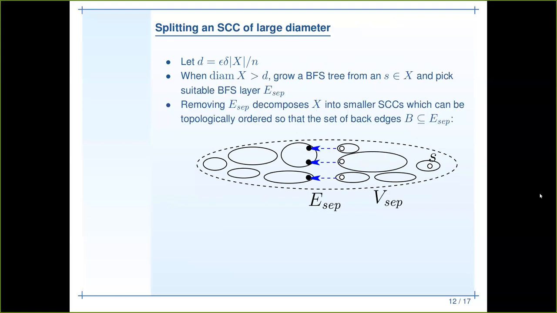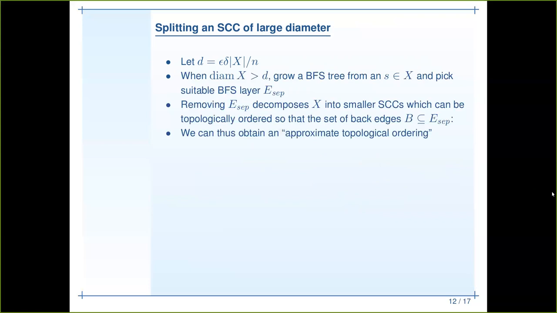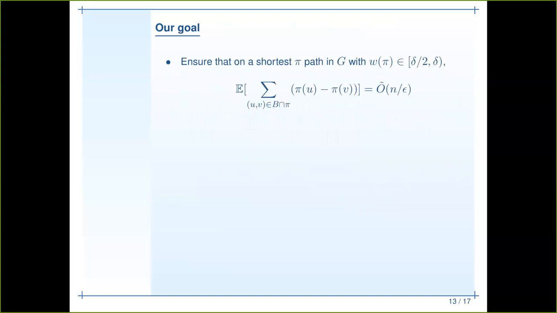So if we can somehow pick E_sep in a nice way, maybe so that it's small or has some other nice property, then we get something that I will call an approximate topological order. So our goal is to ensure that if you look at a shortest path pi of weight in this range here, and you sum over all back edges (u,v) on this shortest path, and look at their topological order difference, then in expectation, they will sum to at most roughly n.